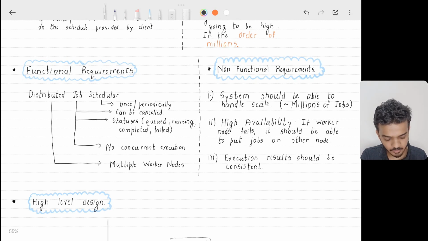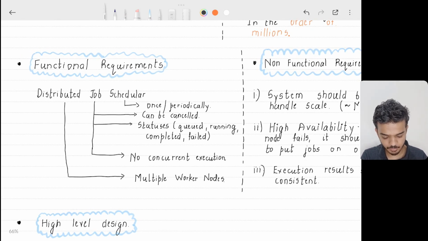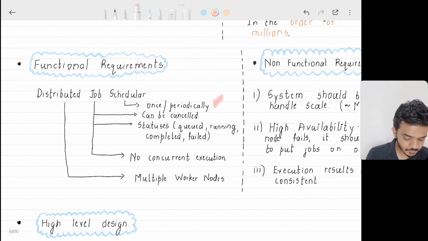Let's see what the functional requirements are for such a job scheduler. First, it is a scheduler, so whatever job is submitted will be scheduled either once or periodically. It could be a one-time job or a job that occurs at regular intervals. Next, after a client has submitted a job, it can be cancelled also. Our system should provide the capability to the client to cancel the job.